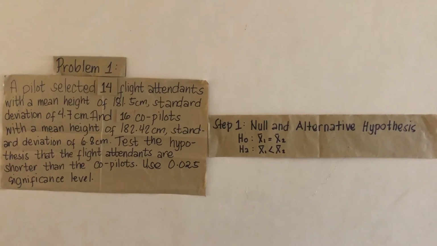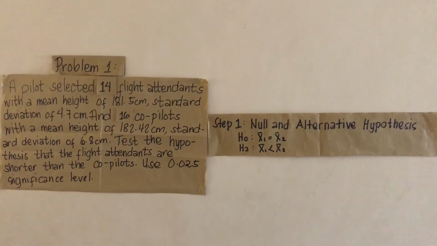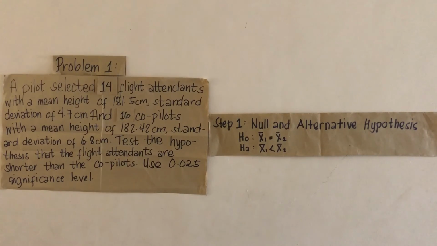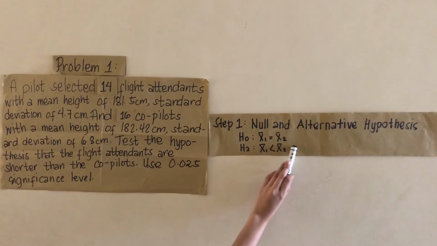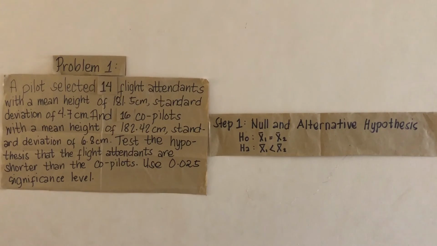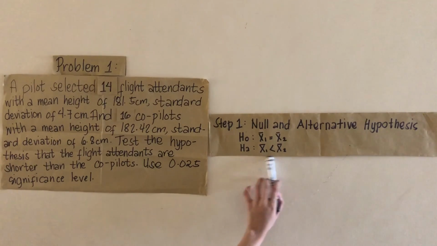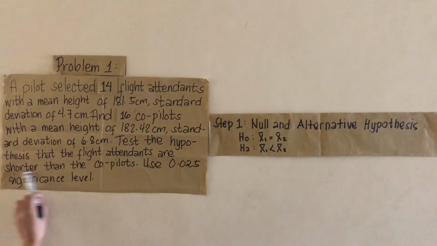Step 1. Formulate the null and alternative hypothesis. H0 is constant, so μ1 is equal to μ2. HA, μ1 is less than μ2 because of the word shorter.